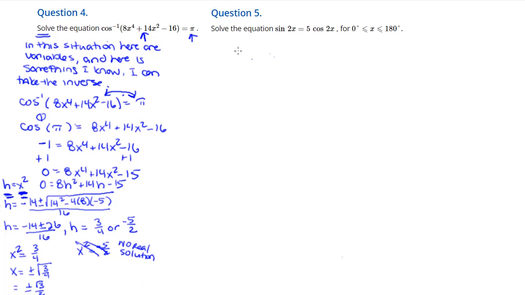All right, hope that helped. Now let's take a look at number 5. In number 5, it says solve this equation: sine 2x equals 5. And we're going with this range from 0 to 180.